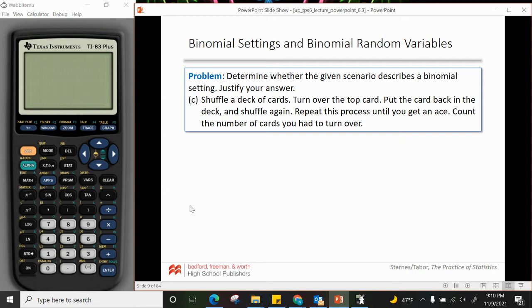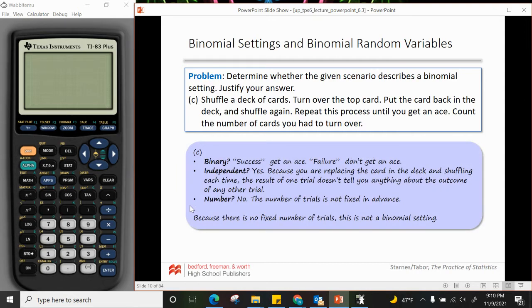And here, C: shuffle a deck of cards, turn over the top card, put the card back in the deck, and shuffle again. Repeat this process until you get an ace. Count the number of cards you had to turn over. So binary, absolutely. There's an ace and don't get an ace for success and failure. Now we are independent because you've looked at it, shuffled, put it back in the deck. The probability stays the same. And they are independent. Knowing the result of one doesn't change anything because they're all the same. However, the number is no longer fixed. It says repeat this process until you get an ace. You might do this 3 times, you might do this 5 times, you might do this 10 times. It could change every time. So the number is not fixed. So this is not a binomial setting.